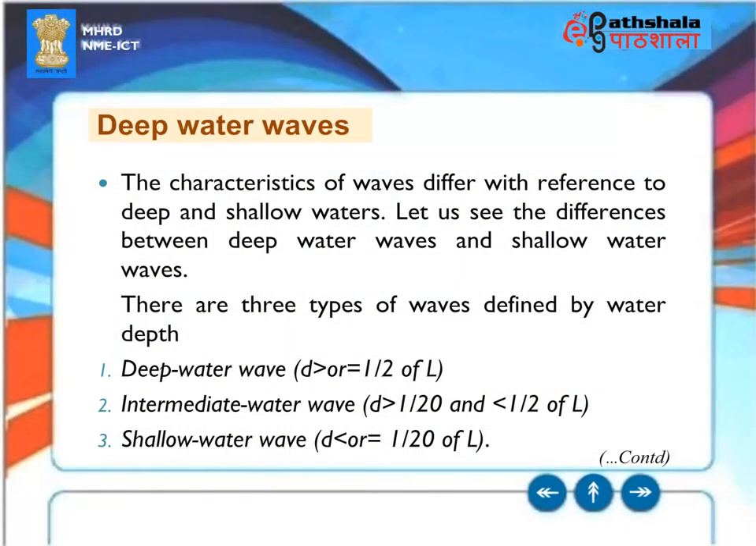Deep water waves. The characteristics of waves differ with reference to deep and shallow waters. Let us see the differences between deep water waves and shallow water waves. There are 3 types of waves defined by water depth. Deep water wave, d greater than or equal to half of L. Intermediate water wave, d greater than 1 by 20 of L and less than half of L. Shallow water wave, d less than or equal to 1/20th of L.